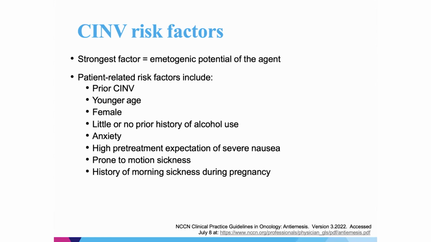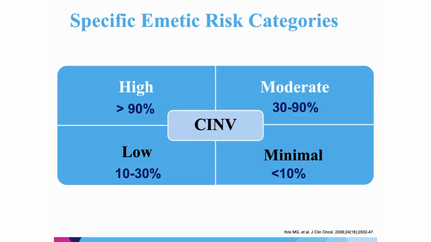Other risk factors include if you've had chemo-induced nausea and vomiting previously, if you're young, if you're female, if you've little or no history of alcohol use, if you've anxiety, if you are going into this thinking you're already going to have a lot of nausea, if you have a history of motion sickness, or if you have a history of morning sickness during a pregnancy. But as I said, the biggest predictor of you having chemo-induced nausea and vomiting is the type of medicine you're getting and what is the risk of nausea and vomiting with that medicine.